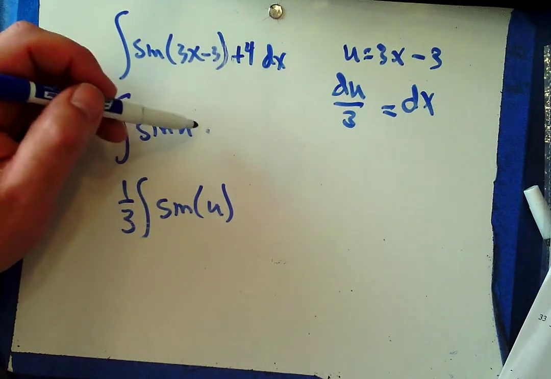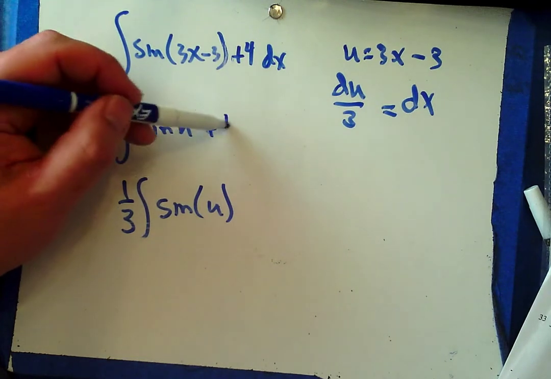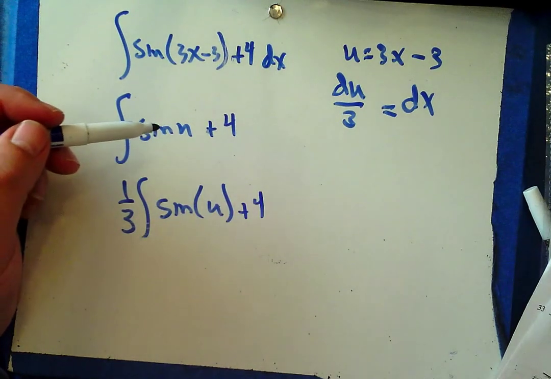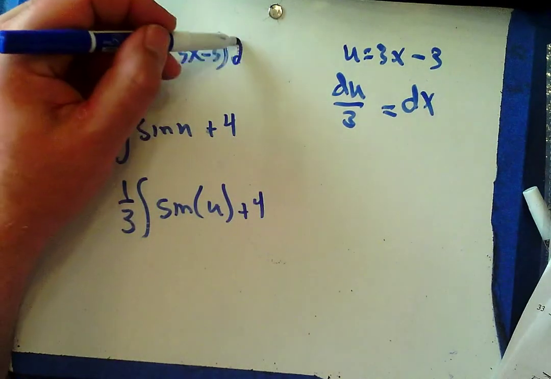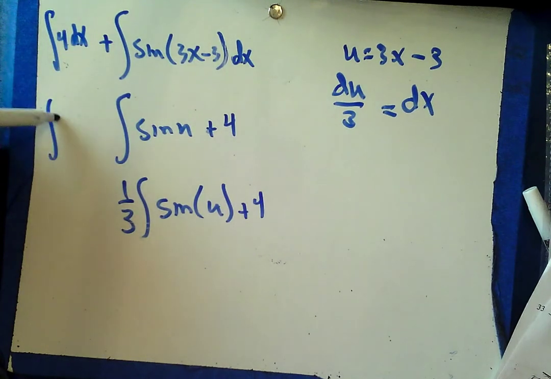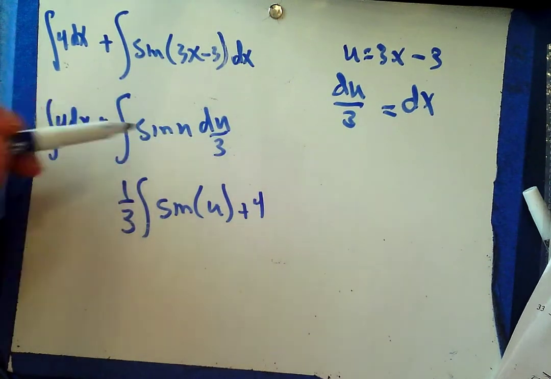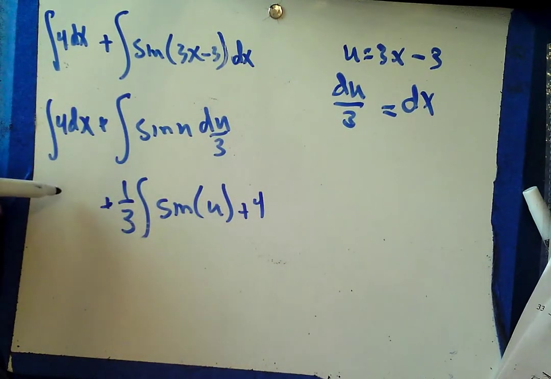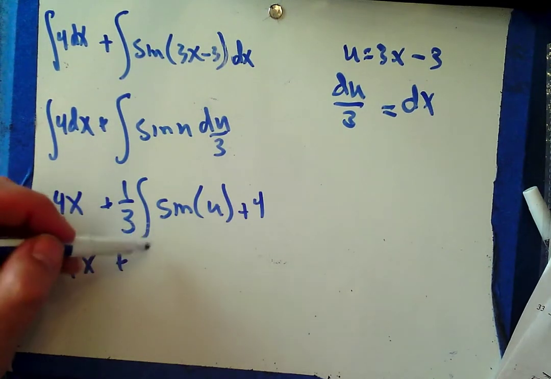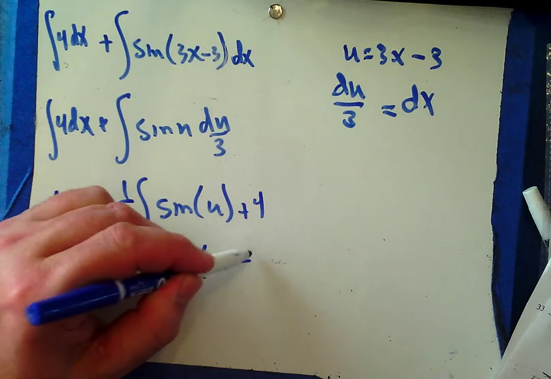Okay, so this is sine u plus 4. Actually, I'm going to split this into two integrals. Integral 4 dx, and the integral of sine u du over 3. So we've got 4x plus negative 1/3 cosine 3x minus 3.